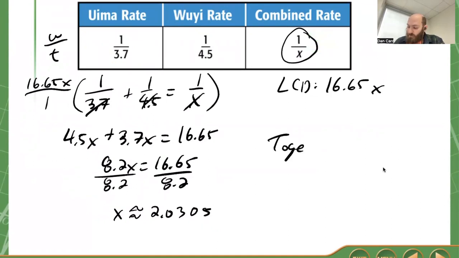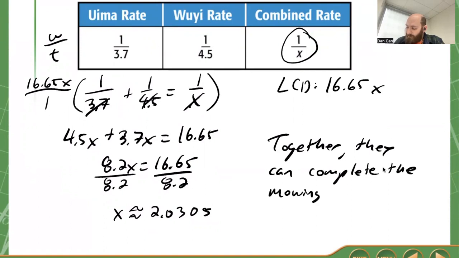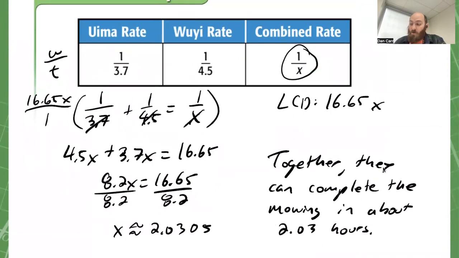So together, they can complete the job, or complete the mowing, in about 2.03 hours. Okay, so again, we're representing each individual rate as work divided by time. In this case, it was one lawn in 3.7 hours, one lawn in 4.5 hours. We can set that up combined into a combined rate that looks like this, and then we apply our rational function rules to solve it out.